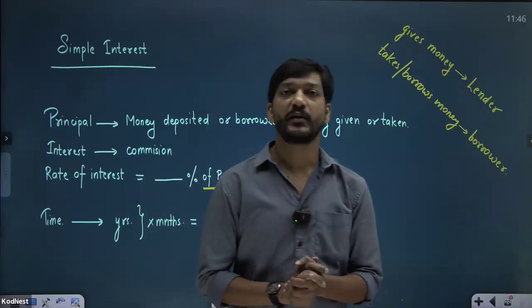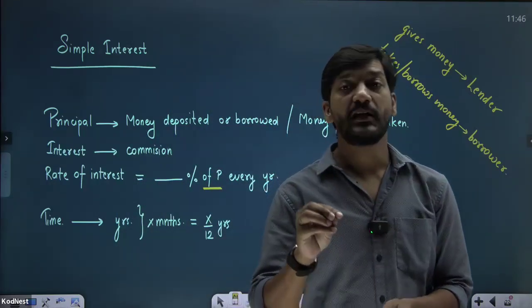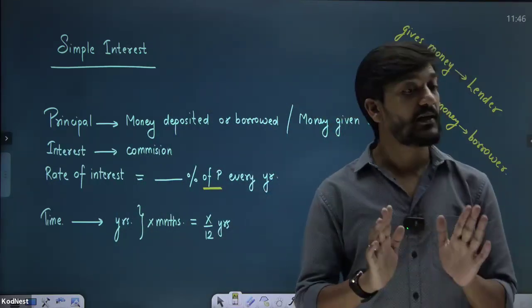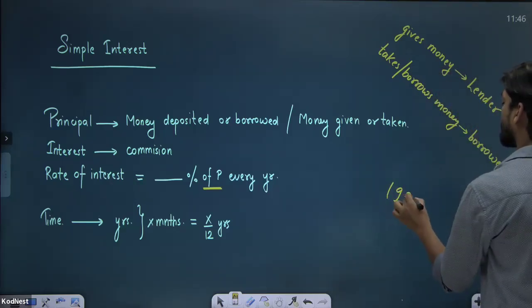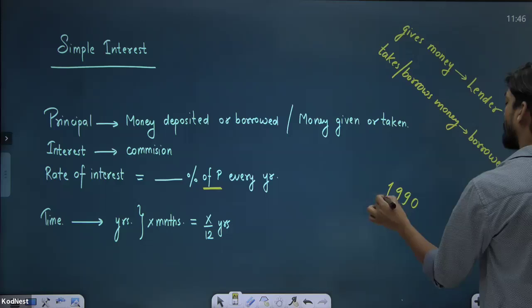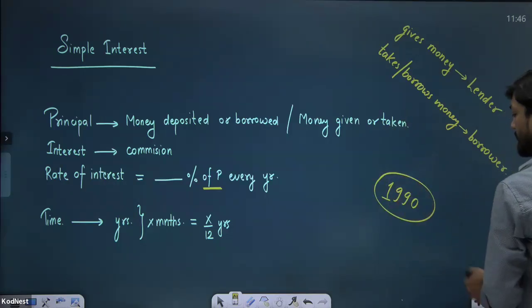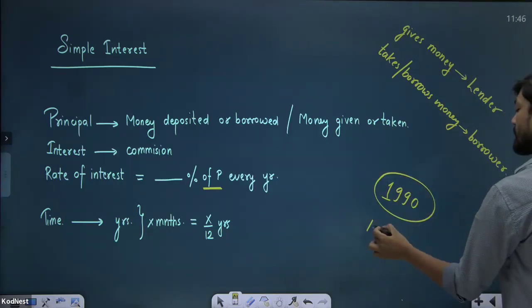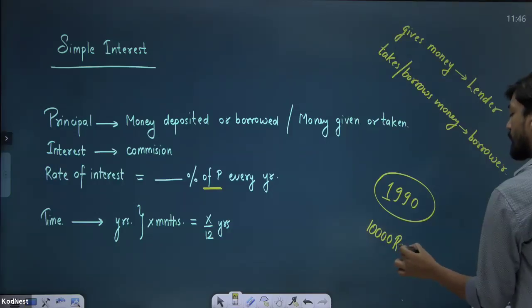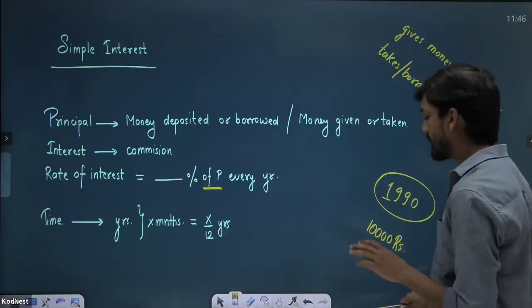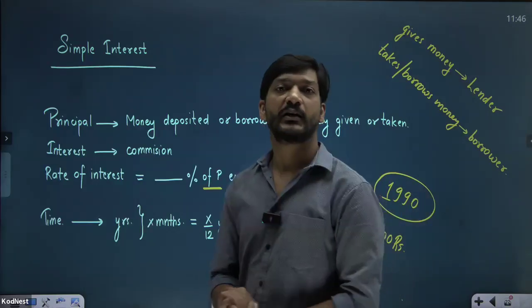Suppose your grandfather deposited 10,000 rupees in 1990, I'm saying. At that time the bank was giving simple interest, suppose. So in 1990 your grandfather deposited 10,000 rupees for your future, not for your father's, for your future.